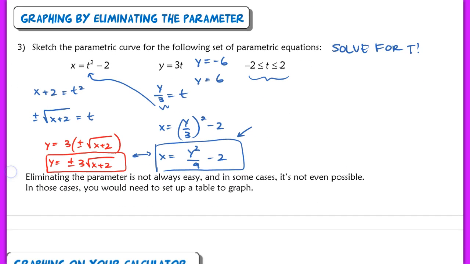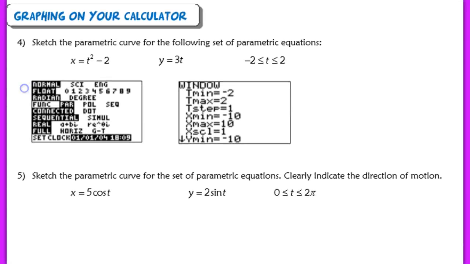There's a little note here at the bottom that says that eliminating the parameter is not always easy, and in some cases it's not even possible. Now in those cases you would have to set up a table to graph. So I don't think we give you any problems where you can't eliminate the parameter, but just know that it doesn't always work. But for me it's the easier method because you can graph this, I think, much faster, or even this parabola that opens to the right. You can graph those much faster than you would by plotting points. Okay, so let's move on now to graphing on your calculator.